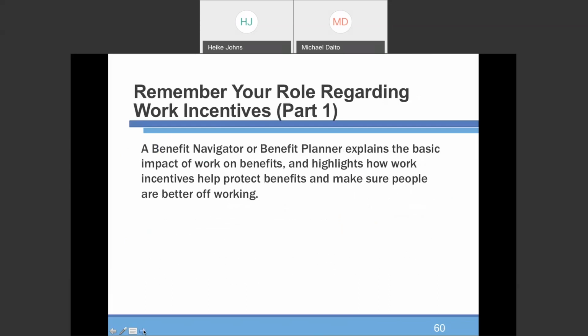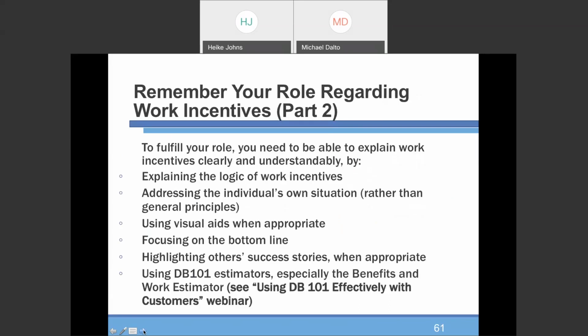So finally, you want to remember your role regarding work incentives as a benefit navigator or benefit planner. You want to explain the basic impact of work on benefits and highlight how work incentives help protect benefits and make sure people are better off working than not working. You need to be able to explain work incentives clearly and understandably to people by showing them the logic of work incentives, focusing on their individual situation, how the work incentives would affect them, rather than just showing the general ideas of work incentives. You want to use visual aids when it's appropriate to focus on the bottom line rather than just protecting all benefits at all costs.